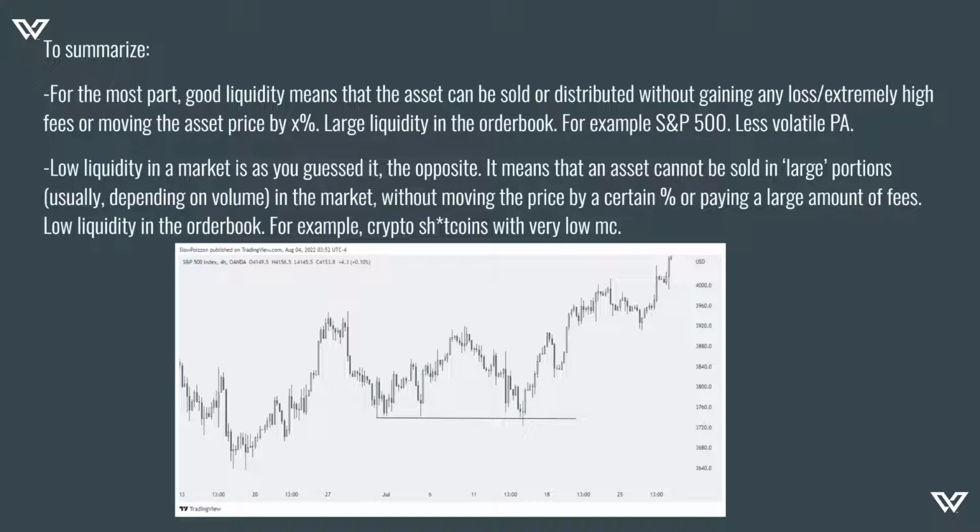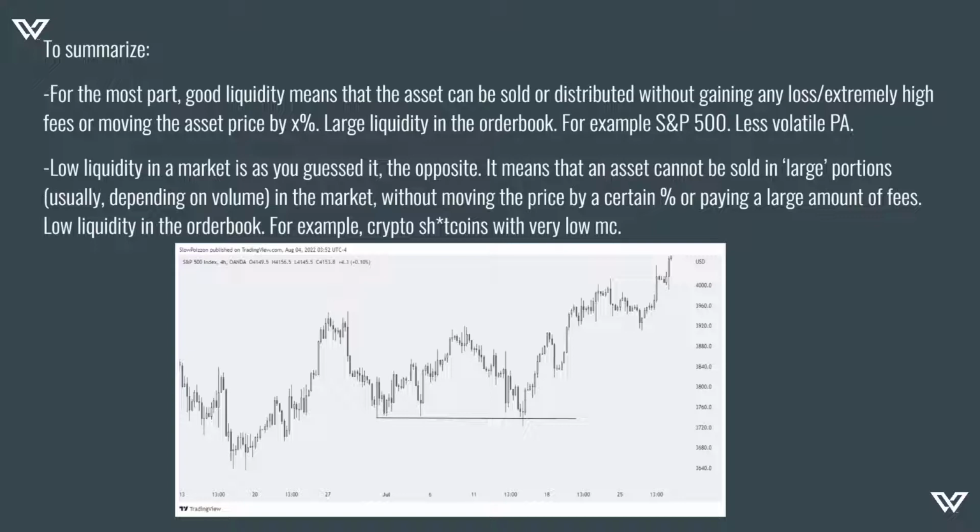You need supply and demand to be equal. Good liquidity means that there's large liquidity in the order book. For example, the S&P 500 really doesn't have highly volatile price action. It does sometimes, but for the most part, not a lot.